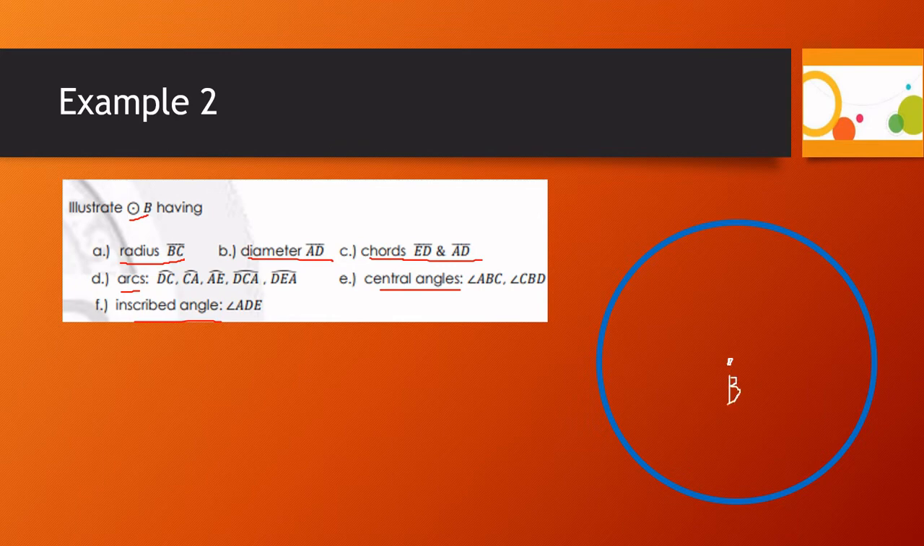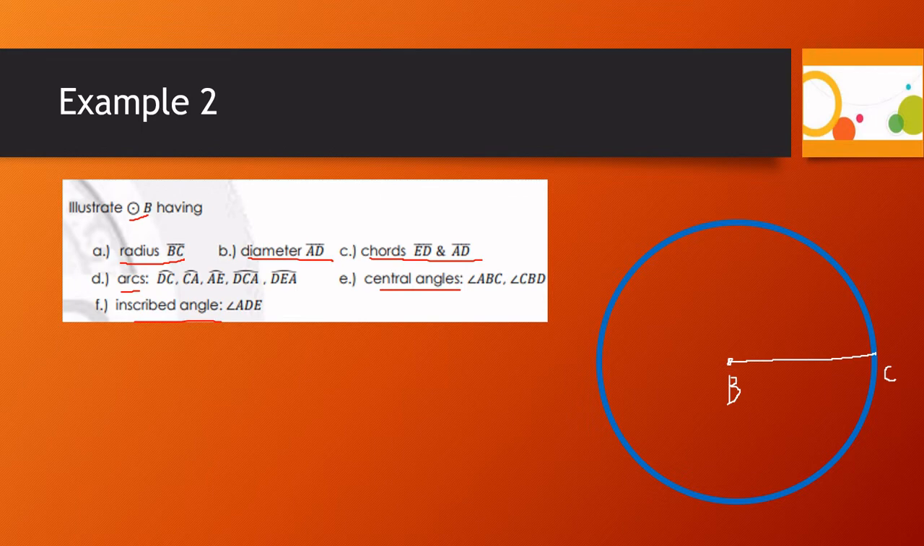Then, let us illustrate the radius, which is line segment BC. So, you have B. Just draw a line segment from point B. Then, its endpoint is on the circle. So, name this endpoint as C. So, you have a radius, line segment BC.